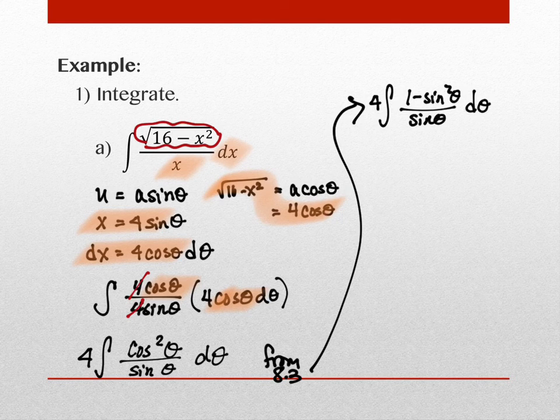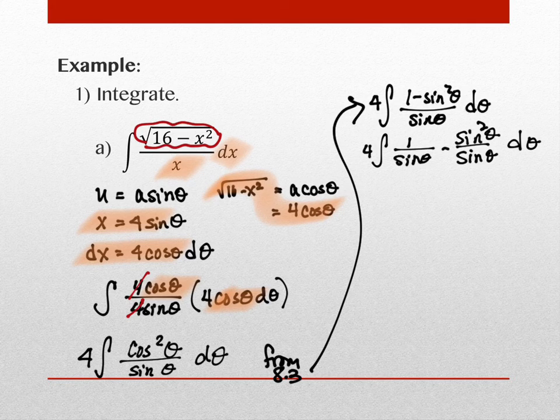The reason that this is very nice is because I now have sines on top and sines on bottom. And I can actually separate this because the subtraction is on the top, and have a single value on the bottom. So I can separate this out to be written as 1 over sine of theta minus sine squared over sine of theta d theta.